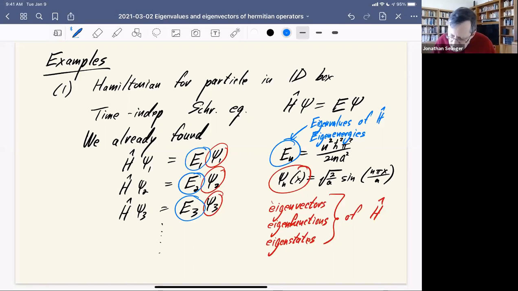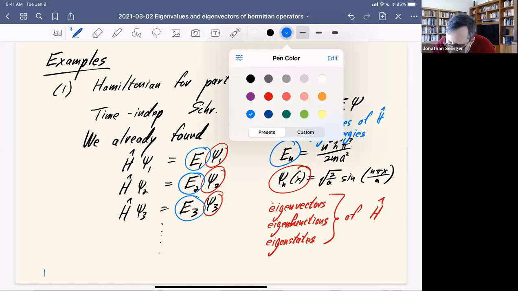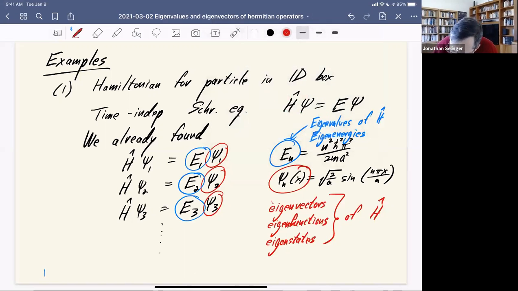Okay, and then we also found that the different eigenfunctions are orthogonal to each other, right? So we found that psi n, the inner product with psi l, is delta n l. All right, so that's saying that these wave functions are orthogonal and also normalized, right? So it's an orthonormal set.